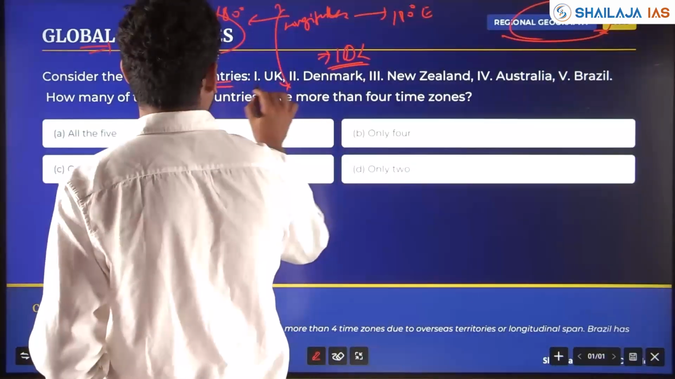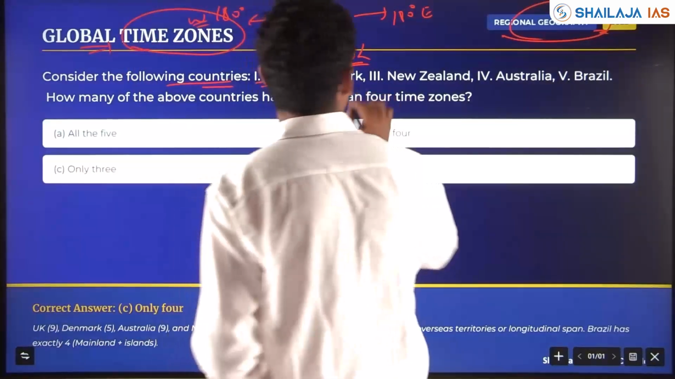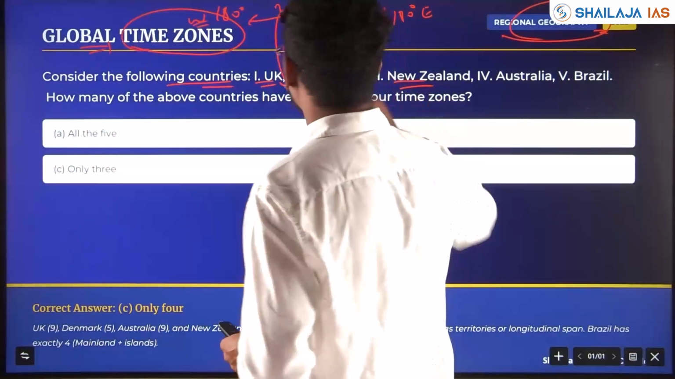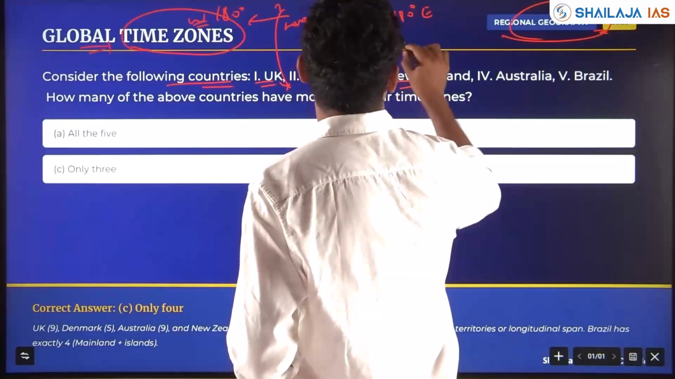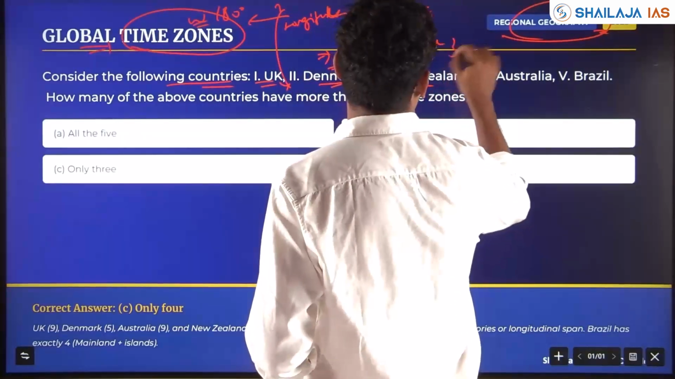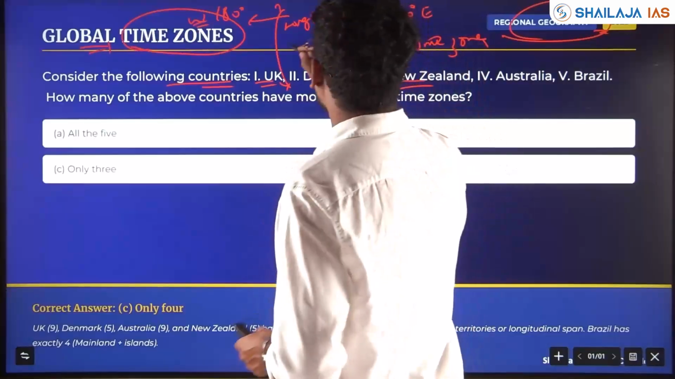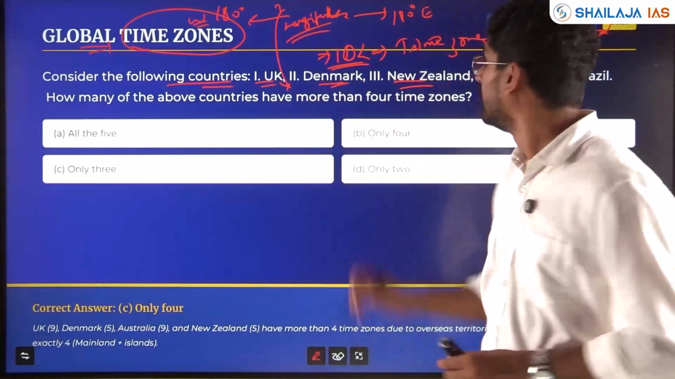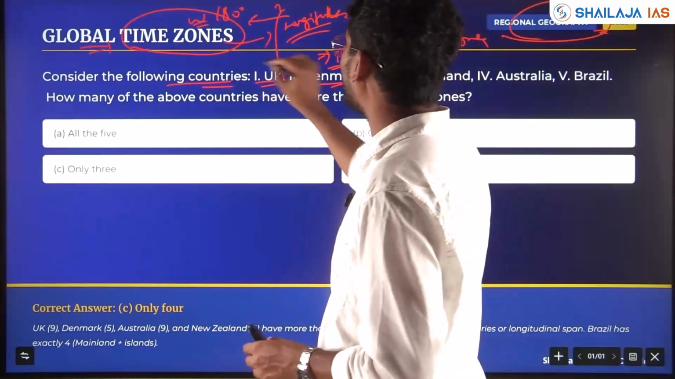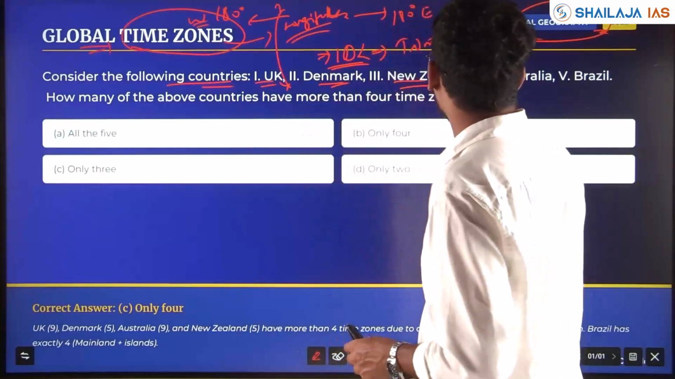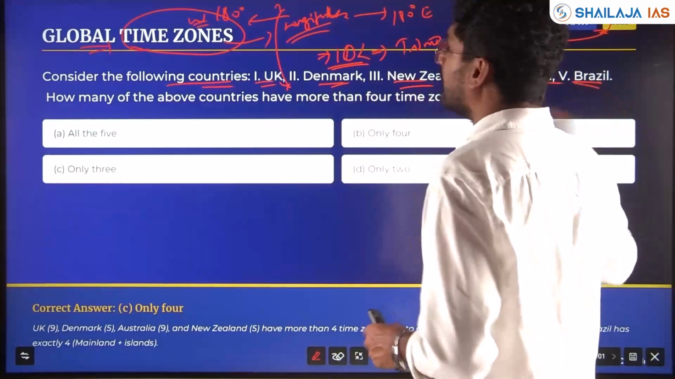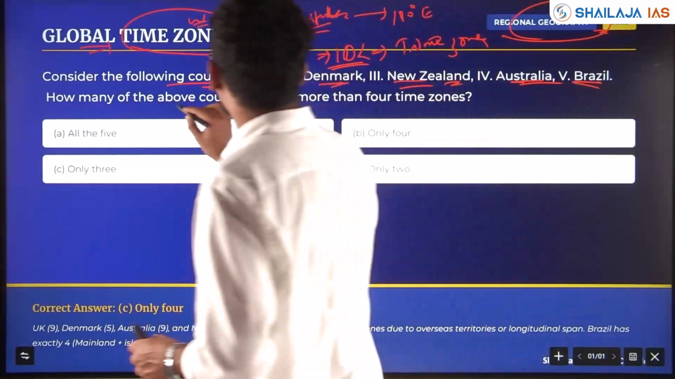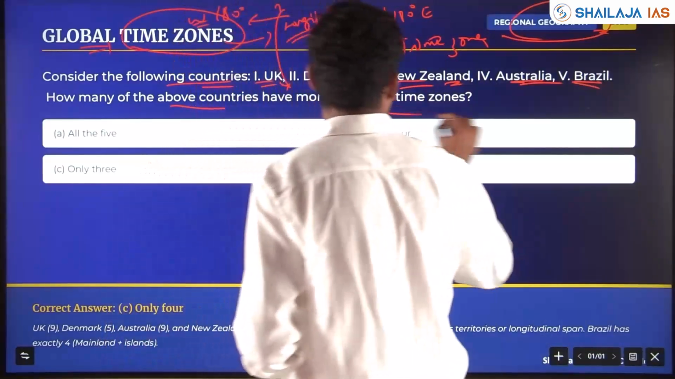Consider the following countries: UK, Denmark, New Zealand, Australia, Brazil. And you have time zones also, based on the longitudes. How many of the above countries have more than 4 time zones?